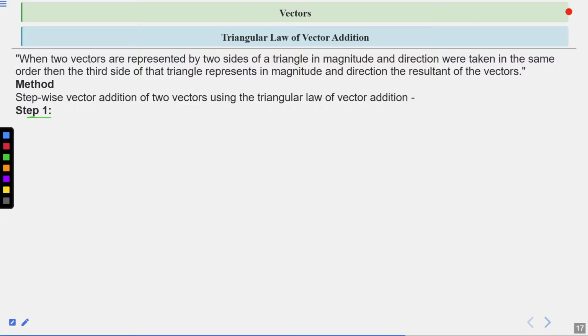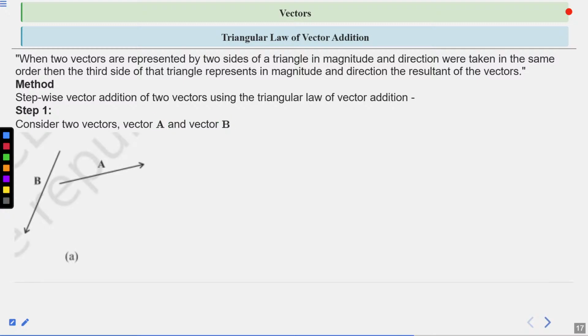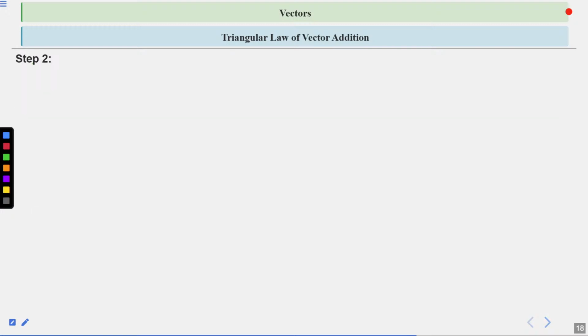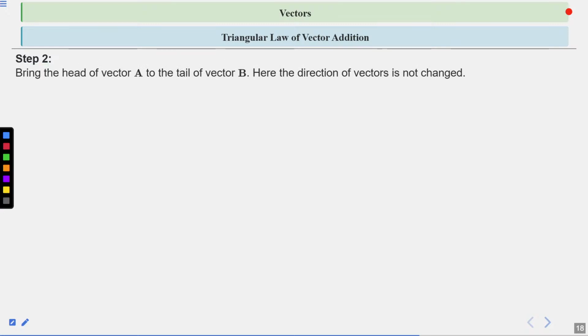First step is to consider two vectors, vector A and vector B. So we have two vectors like this, vector A and vector B. After that, our second step is to bring the head of vector A and the tail of vector B together, like this. Now what will be the resultant vector?